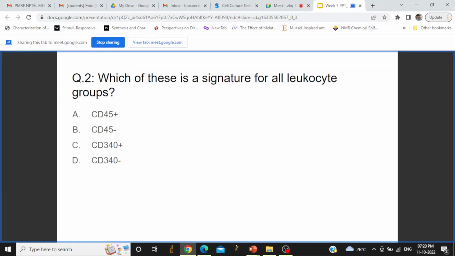So moving to question number 2, which of these is the signature of all leukocyte groups? Here some markers are given, like CD45 positive, CD45 negative, CD34 positive, CD34 negative. Which of these markers is present in all types of leukocytes?